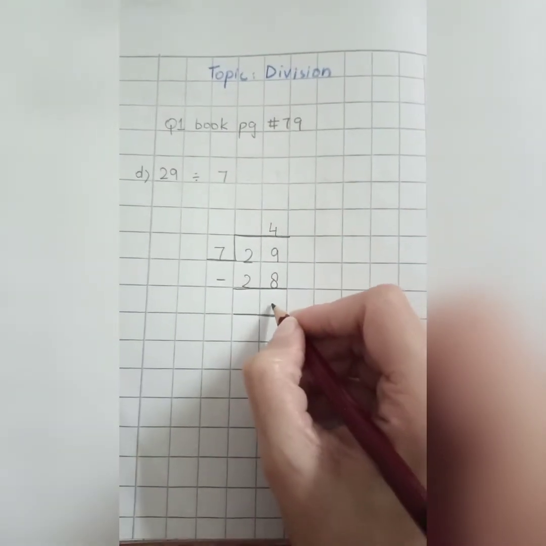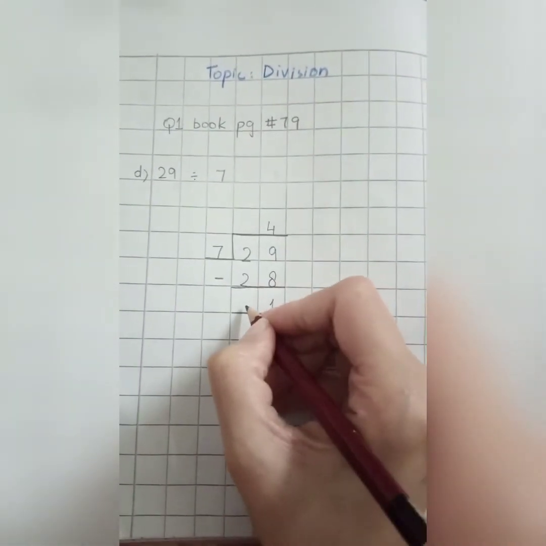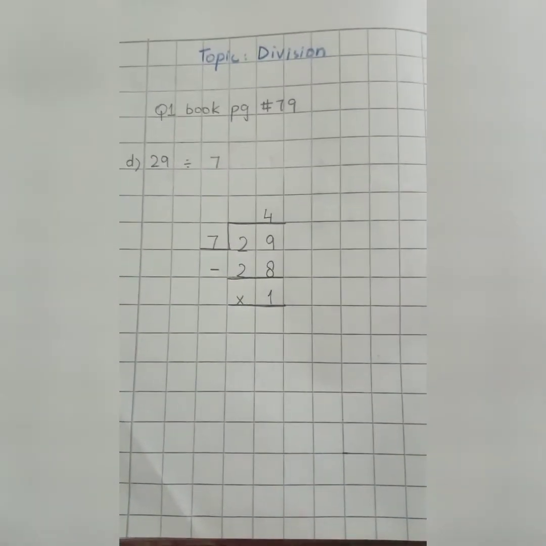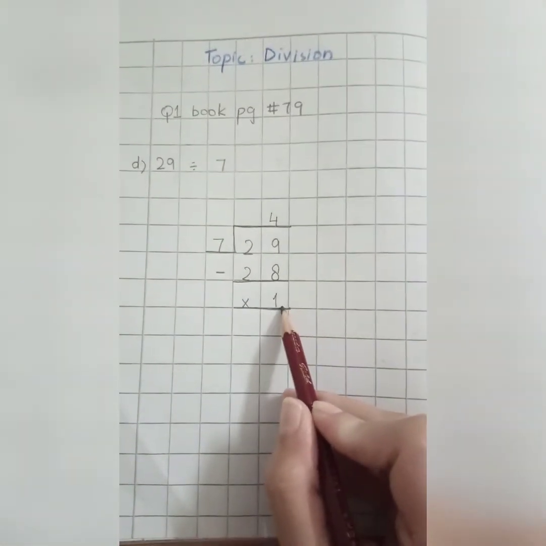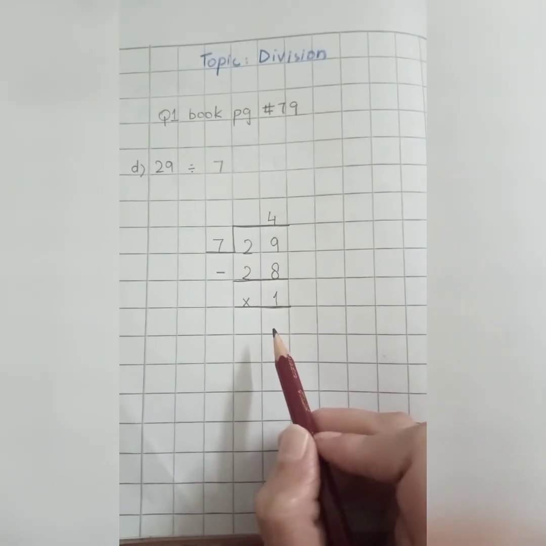9 minus 8 will be 1 and 2 minus 2 will be 0. So here instead of writing 0 we can just put a cross sign. So students, the remainder will be 1 because this is the number which is remaining here. So now let's write the answer here.